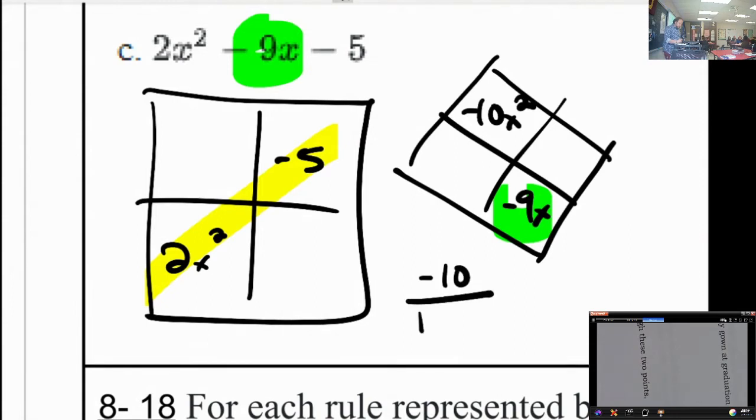Well, 1 and 9 looks like it might do the trick, but I don't think it's going to work quite well. 2 and 5, maybe? No, that's not going to work. I think this one might not be possible. Let me think about it for a little bit longer. I don't think it's going to work. Adds to negative 9, multiplies to negative 10. I don't think there's anything that works here. I think this one might be not possible.